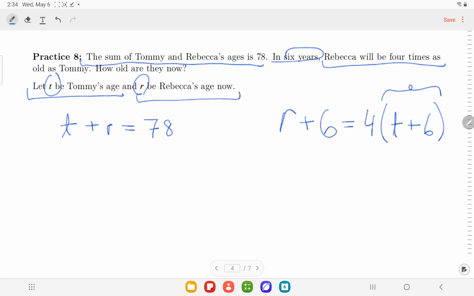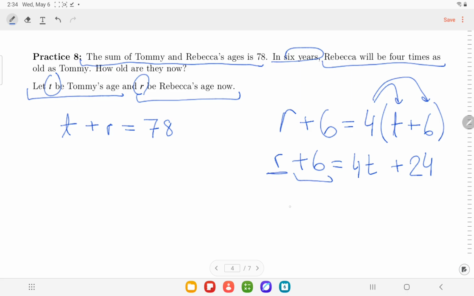So let's try to simplify this equation here a little more. So here we can use distributive property to multiply the 4 into the brackets. So we're going to end up with 4 times T plus 4 times 6, which is 24. And then we are going to bring the 6 over to the other side so we can isolate for the R.